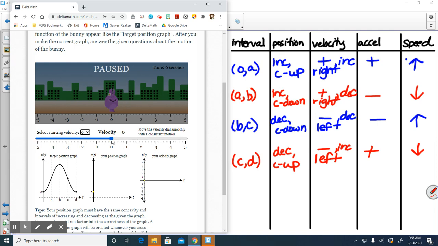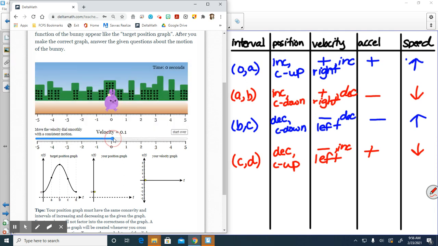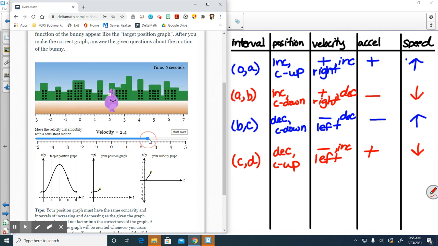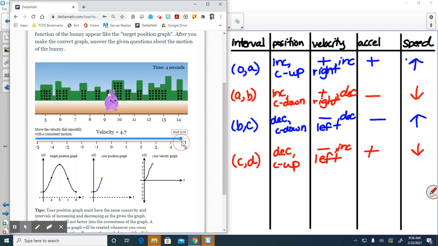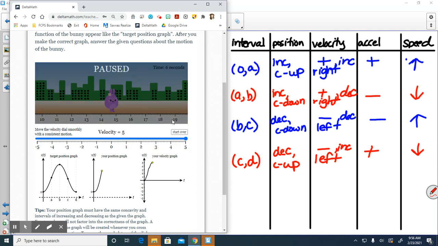So here's the interval from 0 to A. Positive and increasing. Take it all the way to the 5. Now, so that's 0 to A. That's pretty good. Concave up and increasing.